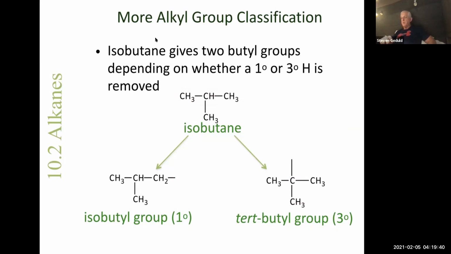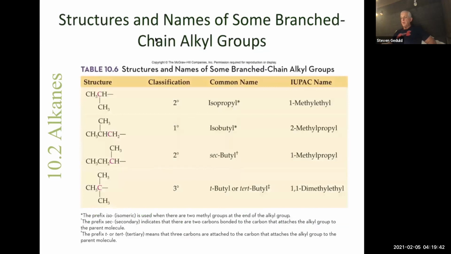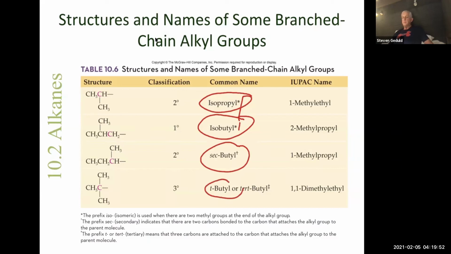Okay. So those are some of the namings we have. So you've got isopropyl. You can see where it's attached. Isobutyl, sec butyl, and tert butyl. Those are the four different types of branched alkyls, with different types of attachments.